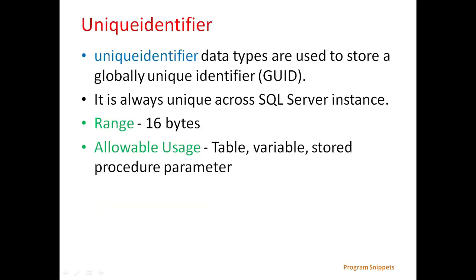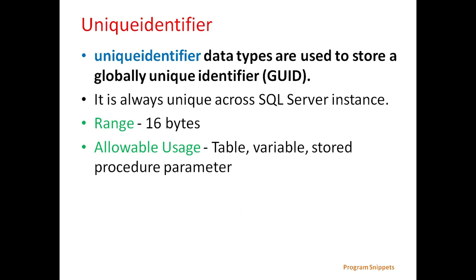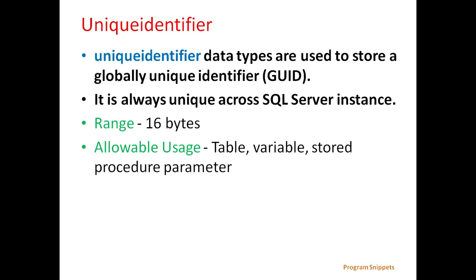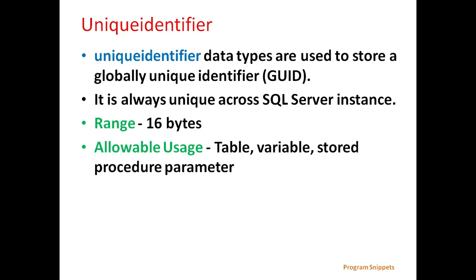Next is unique identifier. Unique identifier data types are used to store a globally unique identifier. It is always unique across the SQL Server instance. Its range is 16 bytes, and its allowable usage is table, variable, stored procedure parameters, etc.